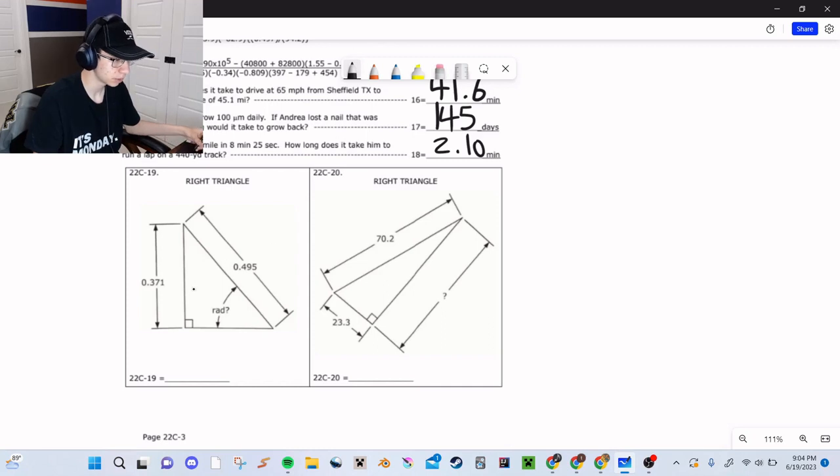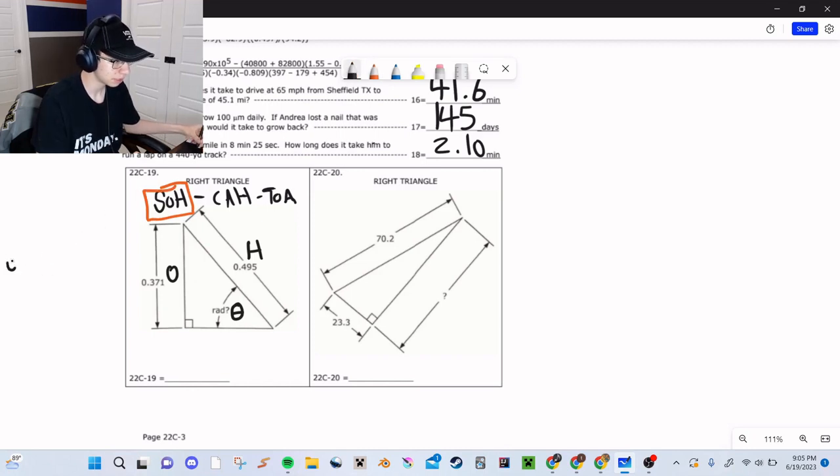Okay, number 19. So we have a right triangle. We have this side and this side, and we want to know what this angle is. So what we're going to use here is trigonometry. We're going to use SOHCAHTOA. This is the angle we're interested in. This side is our opposite side, it's opposite to the angle. This side is adjacent, and this side is the hypotenuse. We're only dealing with the opposite and the hypotenuse here. So that's a sine, we've got to use this ratio here.